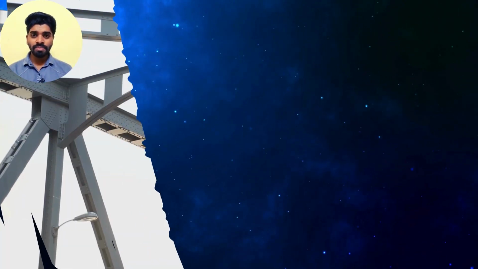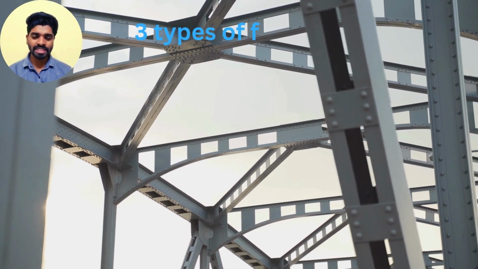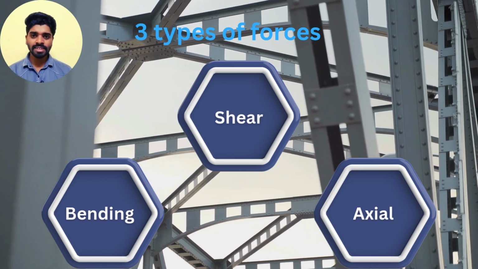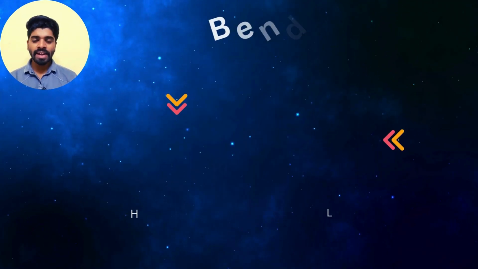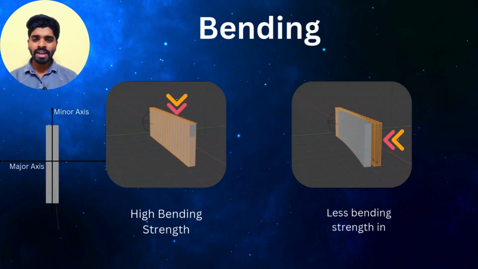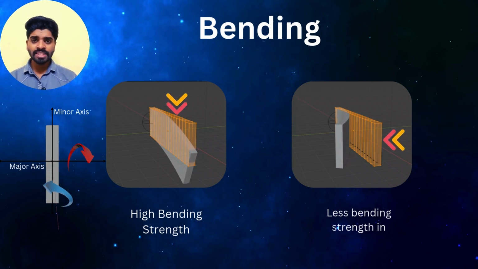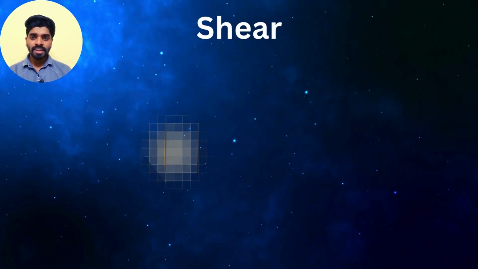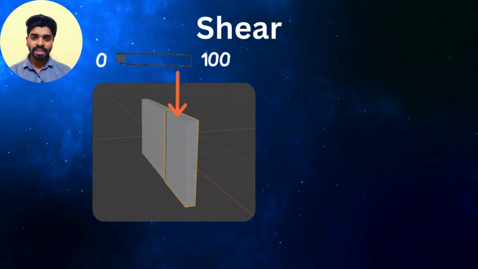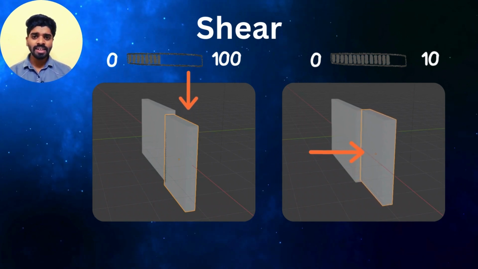Correct. You see, in all the steel industry, all the steel members have to bear three major kinds of forces. That is bending, shear and axial. Let's check whether this steel plate is capable of bearing all these three forces. First one is bending. It has a very good bending strength in the major axis and very less bending strength in the minor axis since its depth to thickness ratio is very large. Second is shear. If you apply the load along the depth, then it has very good shear strength. But if you apply it in the lateral direction, then it also has some issue.